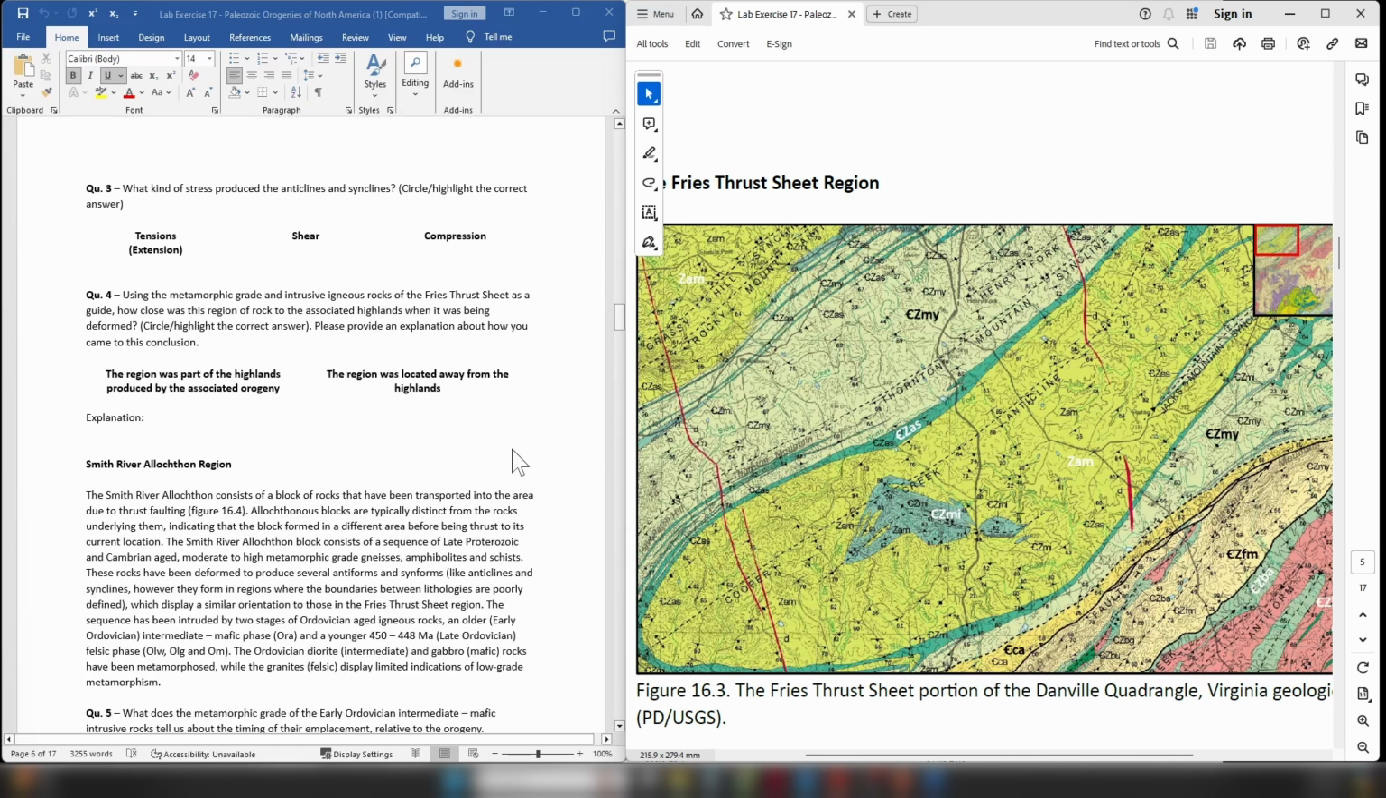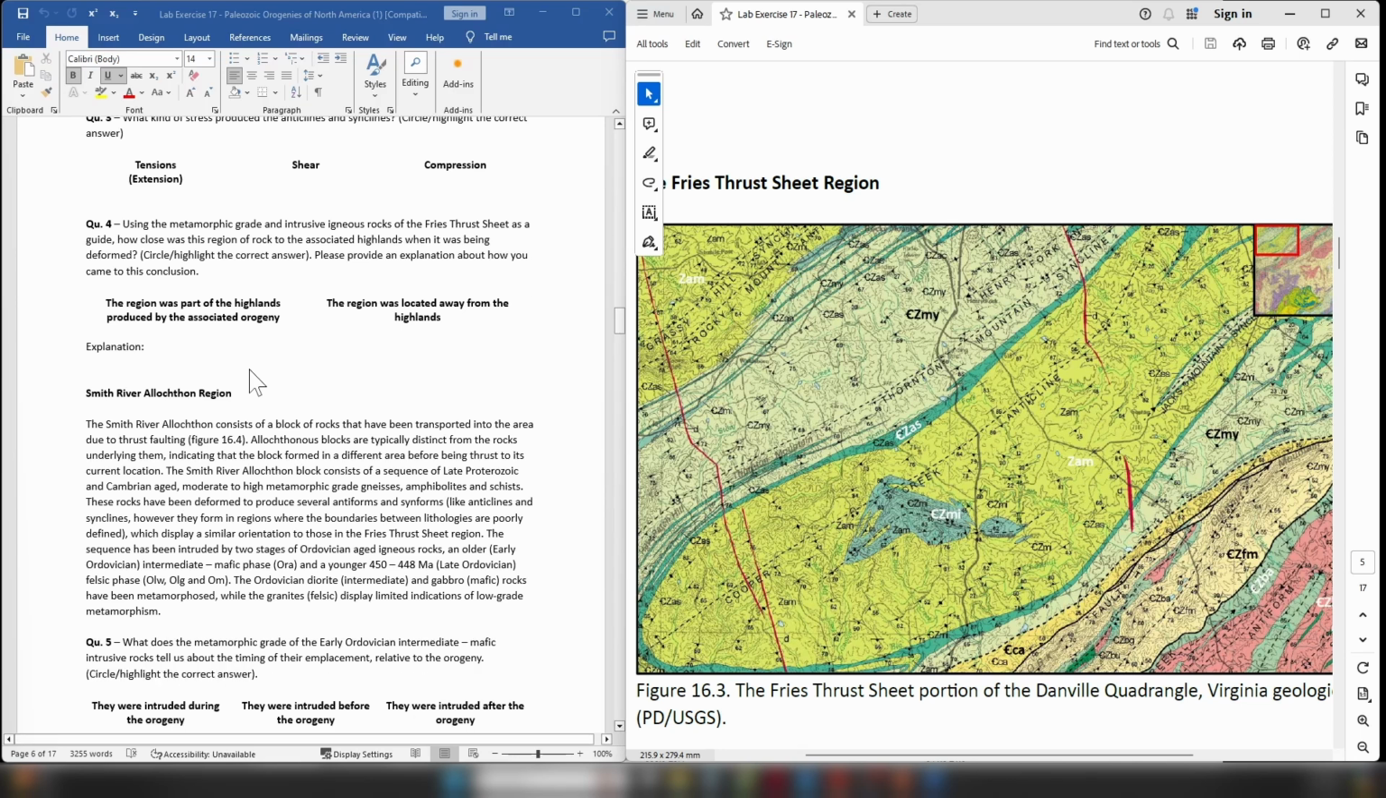Question 4. So using the metamorphic grade and the intrusive rocks of the Fry's thrust sheet as a guide, how close was this region of rock to the associated highlands when it was being deformed? So think about the metamorphic grade and the lack of the intrusive igneous rocks, more accurately the lack of the intrusive felsic igneous rocks. And that's going to give you some idea about whether this area of rock was located close to or further away from the highland region. And obviously, please give an explanation as well as part of your answer for question 4.